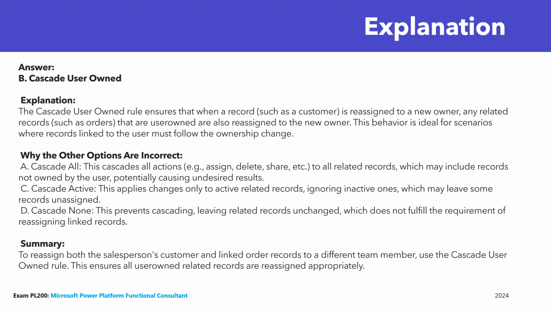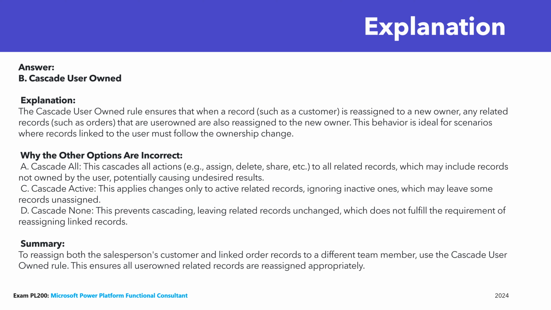Why other options are incorrect? A. Cascade all. This applies cascading actions to all related records, which could include records not owned by the salesperson, potentially causing unintended consequences. C. Cascade active. This only applies to active related records, leaving inactive ones unaffected, which does not fully meet the requirement.